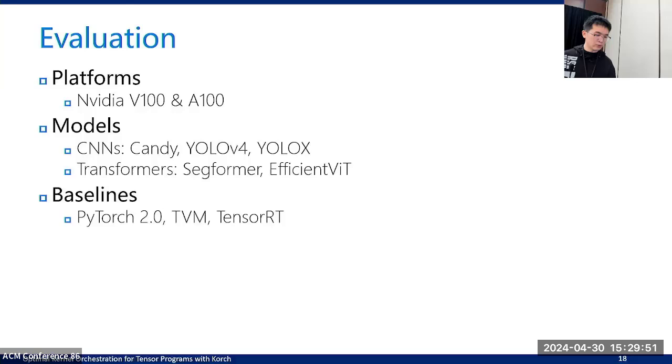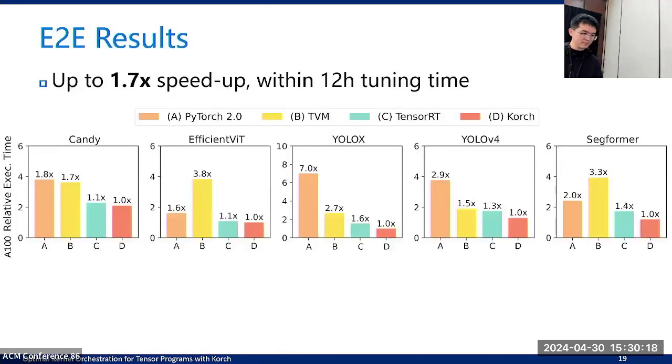And finally, let's look into the evaluation part. We have evaluated Korch on NVIDIA V100 GPUs and A100 GPUs, including CUDA core experiments and Tensor core experiments. Our benchmark models include CNNs like Candy, YOLOv4, YOLOX, and also transformers, including SegFormer and EfficientViT. Our baselines are PyTorch 2, TVM, and TensorRT. For the end-to-end results, Korch can achieve up to 1.7x speedup within 12 hours of tuning time. And this figure shows our numbers on A100.